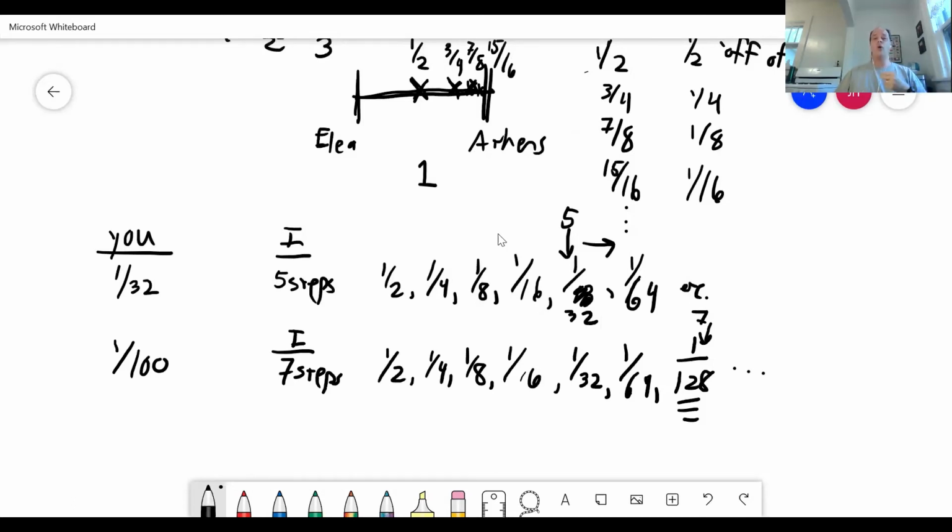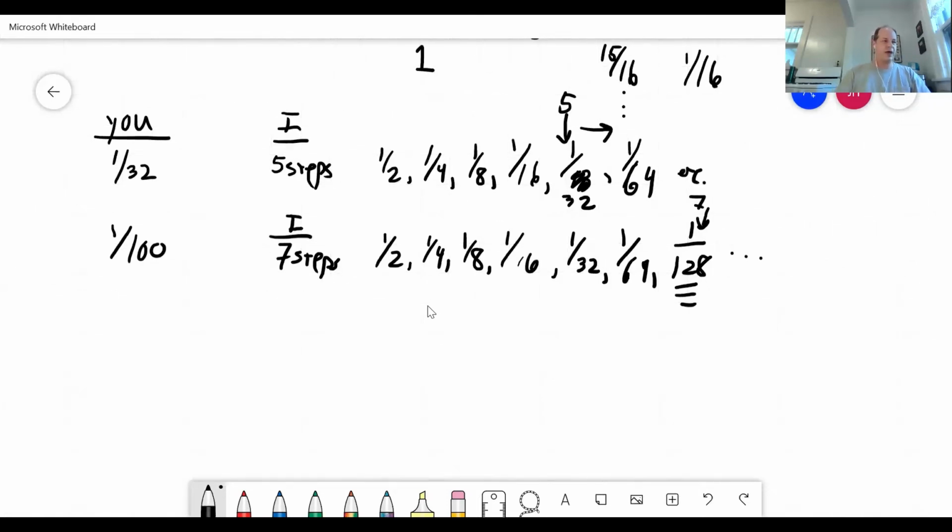If I can always win this game, no matter what tolerance you give me, I can name some number of steps such that after that many steps, Zeno will always be within that distance of Athens, no matter how small a tolerance you give me. That's what it means to say that Athens is the limit of Zeno's journey.